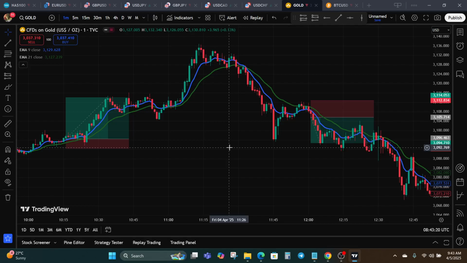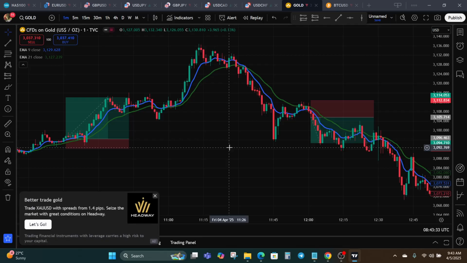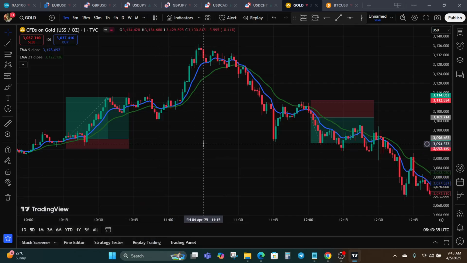Now, in as much as this strategy is effective, it does not guarantee profit. But if you adhere to the rules, at least you can catch a lot of good moves in the market. One of the things that successful traders aim for is to ensure that their wins are always more than their losses. When you win big, and when you lose small. So that should be the aim, because losses are part of the game.